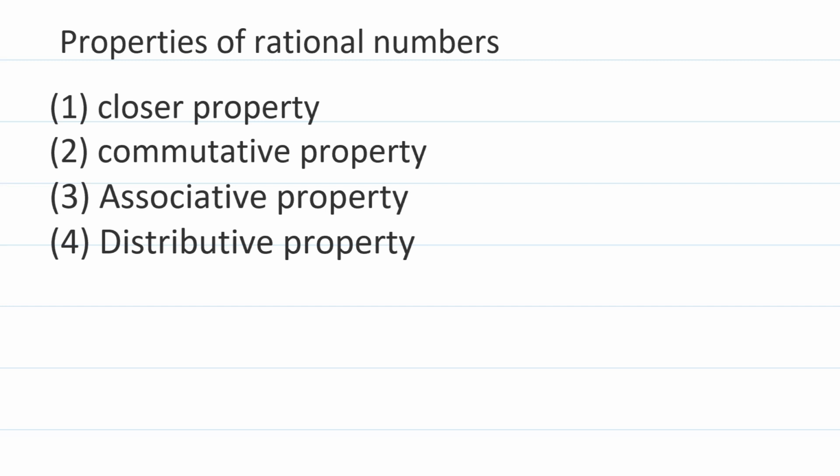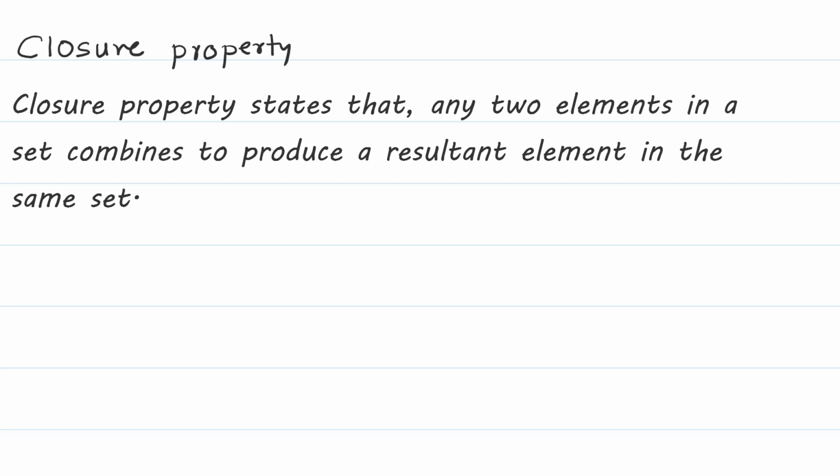In this video, I will explain some properties of rational numbers: closure property, commutative property, associative property, and distributive property. First property is closure property. Closure property states that any two elements in a set combine to produce a resultant in the same set. For example, consider the set of natural numbers.